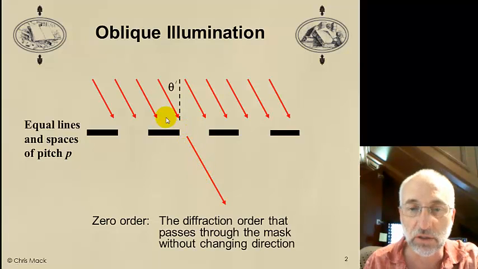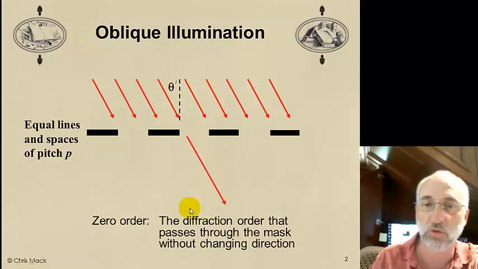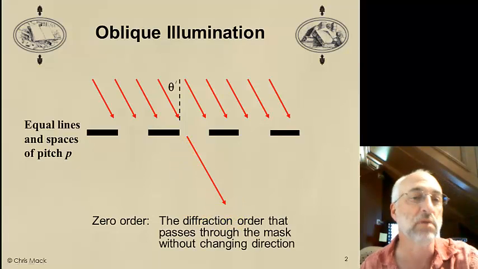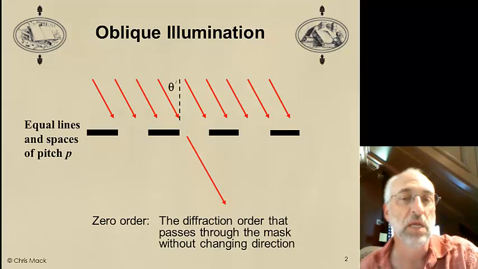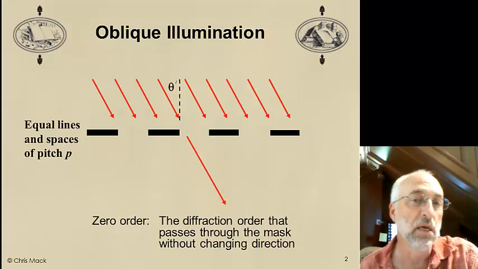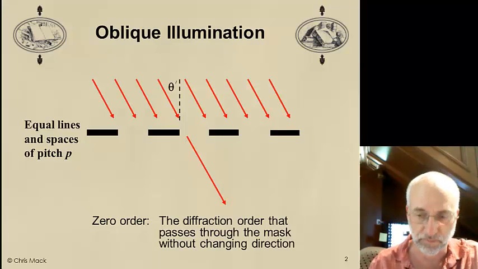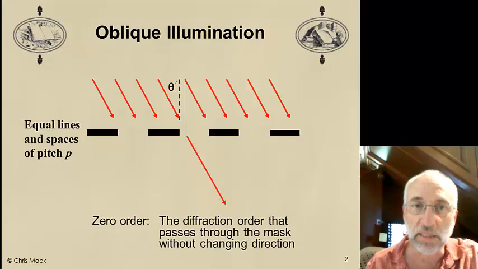Now I'll still call the zero order the light that goes through without changing its direction, and then we'll have a plus first order and a minus first order on either side of that. We'll use our simple mask pattern of equal lines and spaces with a pitch of P because that's the easiest mask pattern to use. We've already looked at it in some detail, so we know what to expect. So what is the impact?